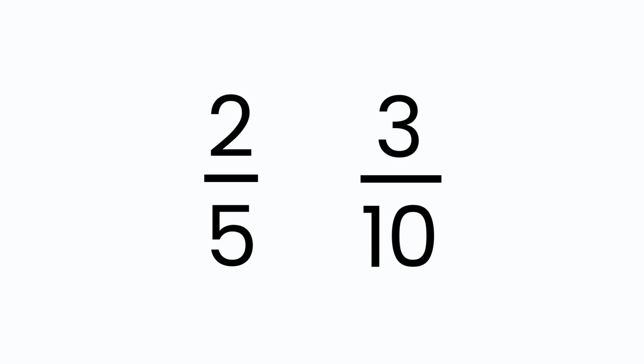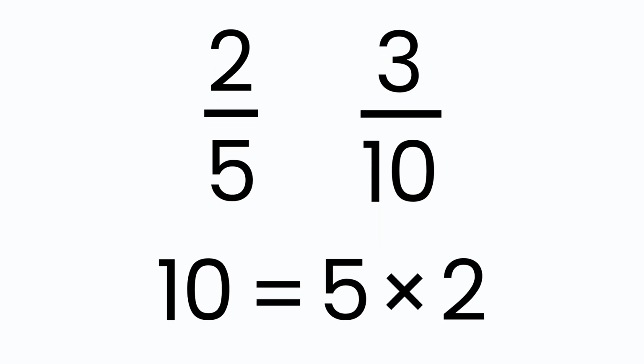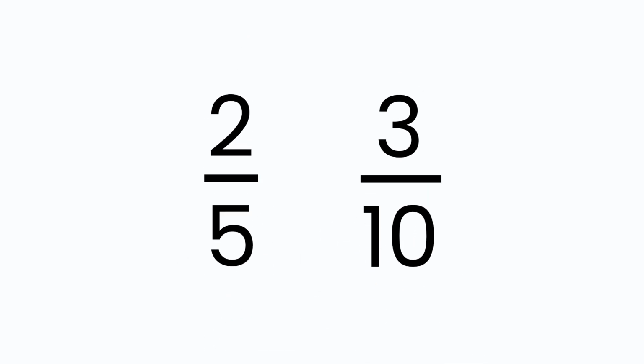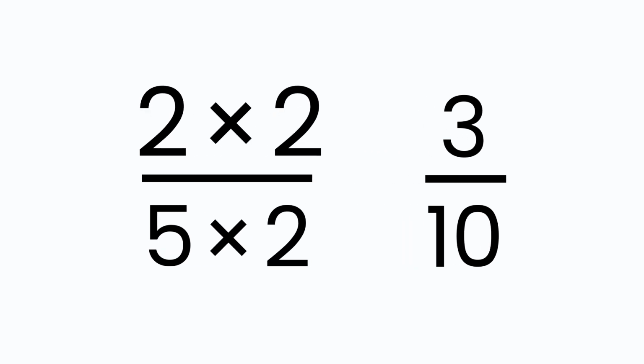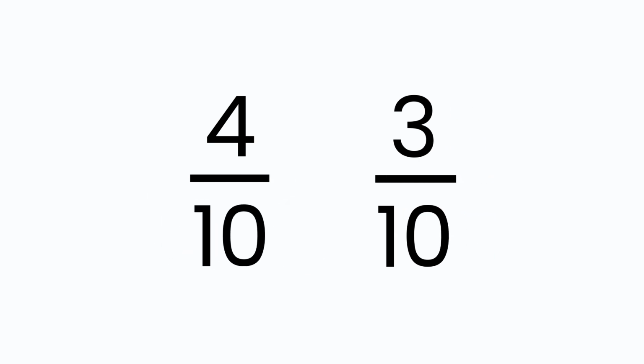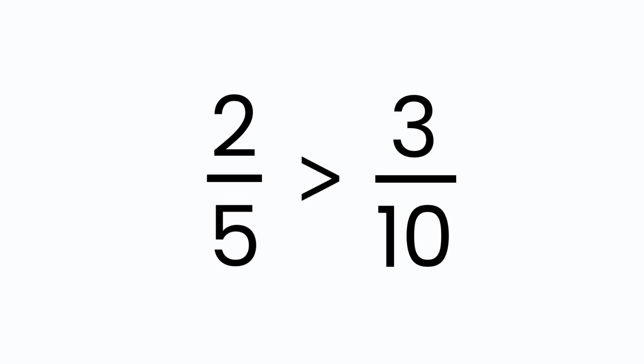You want to find which fraction is smaller between 2/5 and 3/10. Because you know that 10 is 2 times 5, you can expand the first fraction by 2 to get equal denominators. 2 times 2 is 4, and 5 times 2 is 10. So 2/5 is the same as 4/10. You now compare the numerators. 3/10 is less than 4/10. Therefore, 3/10 is less than 2/5.